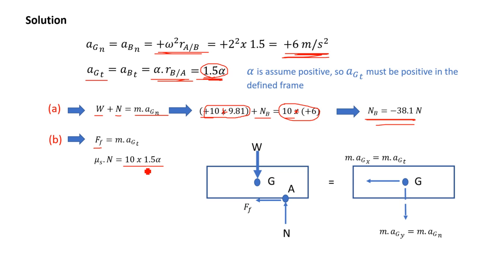So in this equation, just alpha is unknown. We can solve for that, and we find that the value is 1.02 radians per second squared. Okay, so that's it for this example, and we're going to get another example very soon.